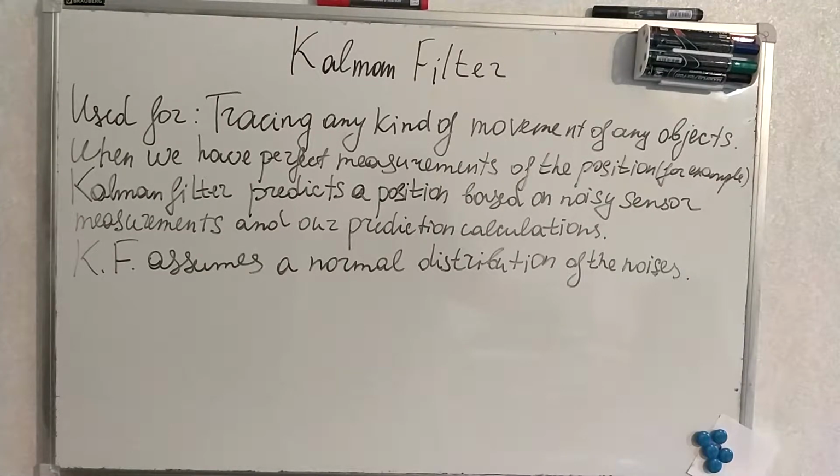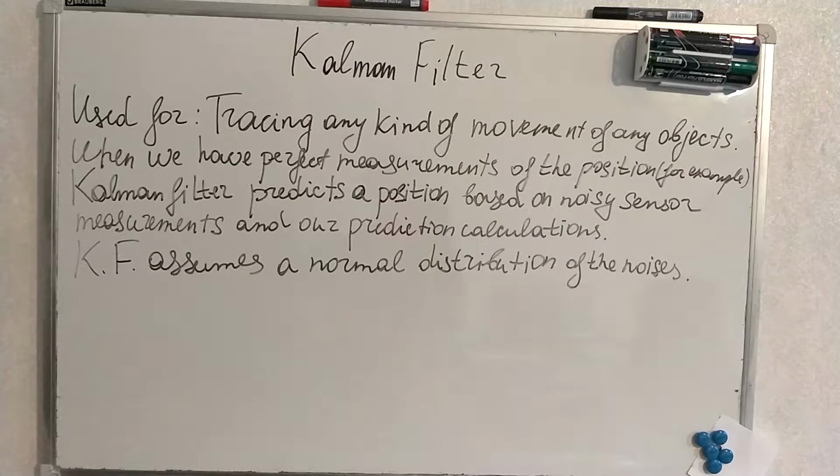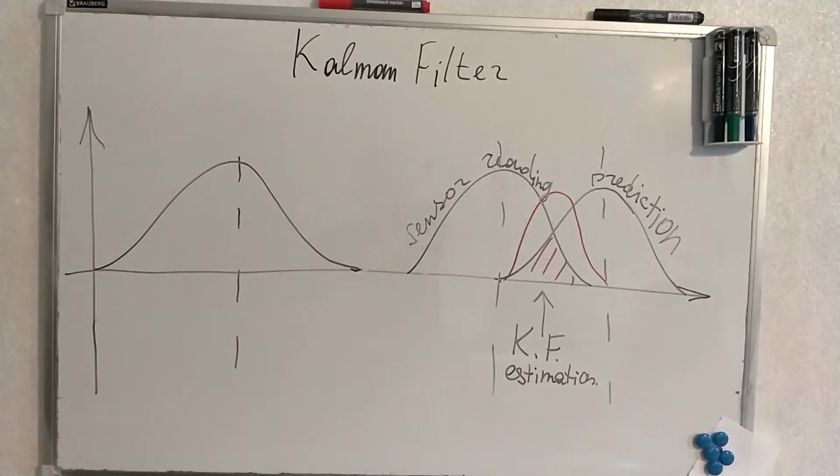Today we have Kalman Filter. It's used for tracking any kind of movements of any objects. When we have perfect measurements of the position, for example, but it's noisy, the Kalman Filter predicts a position based on noisy sensor readings and our prediction calculations. Kalman Filter assumes a normal distribution of all the noises. Kalman Filter uses sensor readings and our prediction to estimate current position.